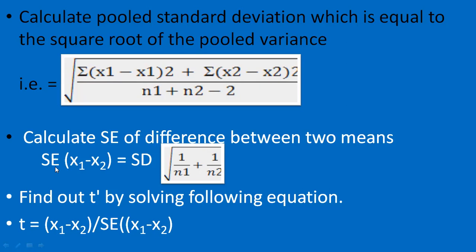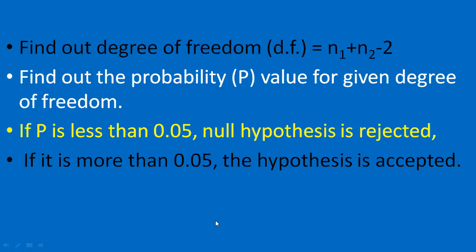And then we have to calculate the standard error of the difference between two means. In the case of the unpaired t-test, it is SD into the square root of 1 by n1 plus 1 by n2. So like this we calculate the standard error, and then we calculate the t-value as the difference in the means divided by the standard error of the difference between means.